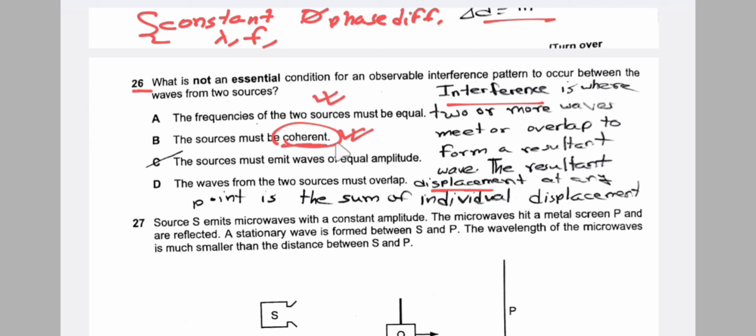The sources must be coherent. Yes, for interference to occur, the sources must be coherent. Then, the sources must emit waves of equal amplitude. This is not the case because the amplitudes can be different. So the answer is C, that is not the essential condition. And the waves from the two sources must overlap. Yes, this is necessary for interference because interference occurs when waves overlap. So the answer is C.